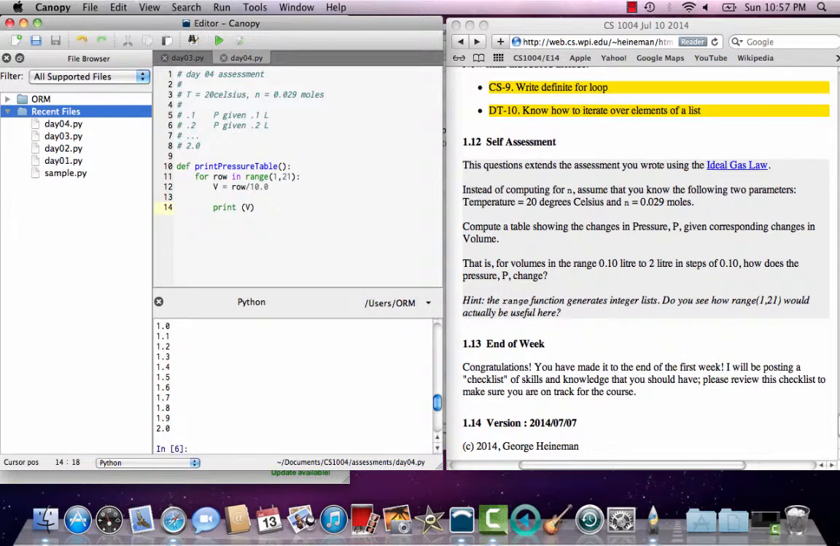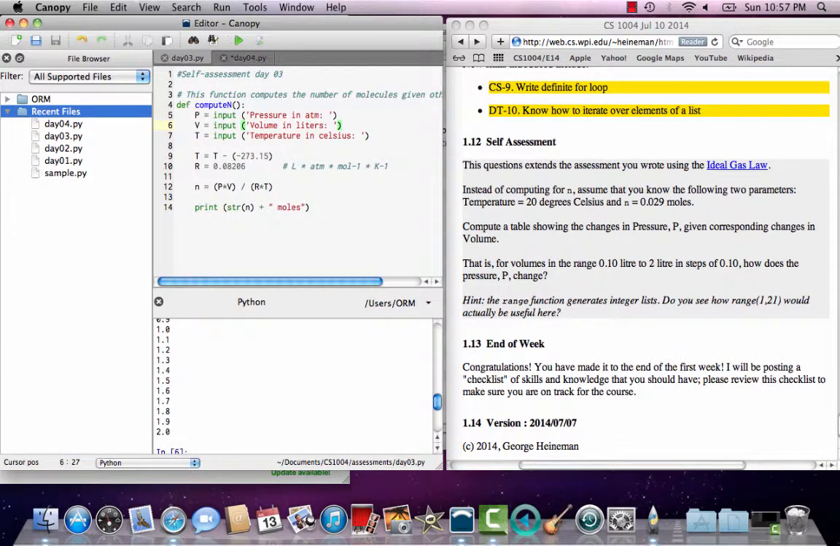Now, as you can see, I'm making progress. I now have the left column 0.1 up to 2.0, but I don't have the pressure yet. Well, if you remember from our lecture, PV equals nRT.